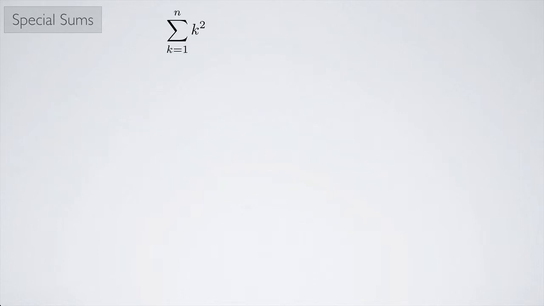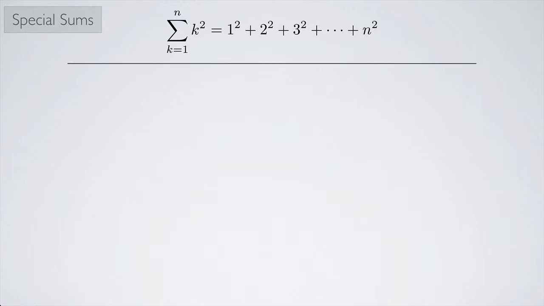Now I want to look at the sum from k equals 1 to n of k squared. And so that would be 1 squared plus 2 squared plus 3 squared all the way up to n squared. And to get a nice formula for this, you have to use a little bit of a trick.